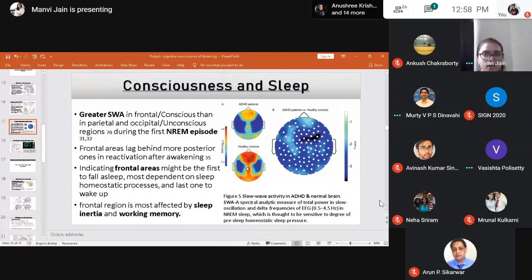Now you see SWA. This is an SWA. I hope this is an fMRI or MRI scan. Okay, so what is it? A spectral analytic measure. Can I add here? Hey Manvi, can I add here?